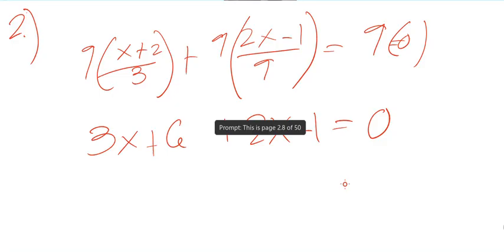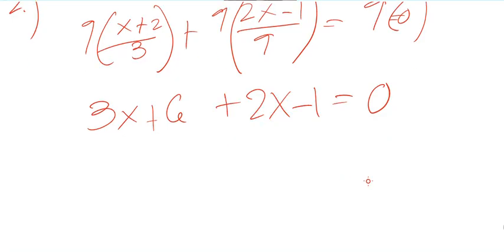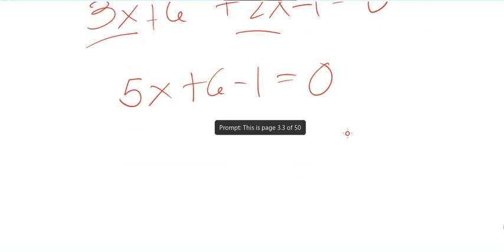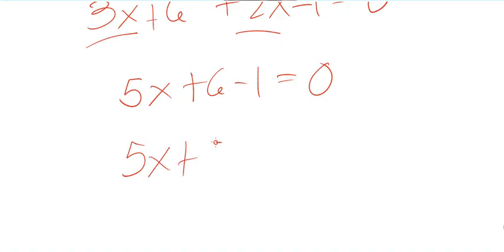Let's simplify further by combining like terms. You have 3x and 2x, that's 5x. Now we're left with 6 minus 1, which is 5. So 5x plus 5 equals 0.